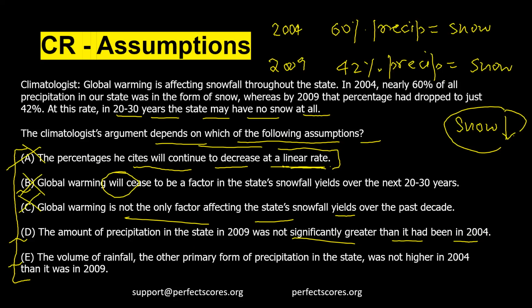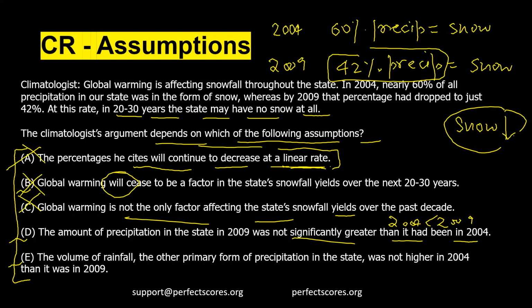D, the amount of precipitation was not greater than it had been in 2004. That means in 2009 the amount of precipitation was not significantly greater. This can work because now we need to know the total amount of precipitation that happened. Maybe the total base figure of 2009 was quite big and the amount of snow was equal in both these years. That could have happened. So this is an important assumption, definitely.